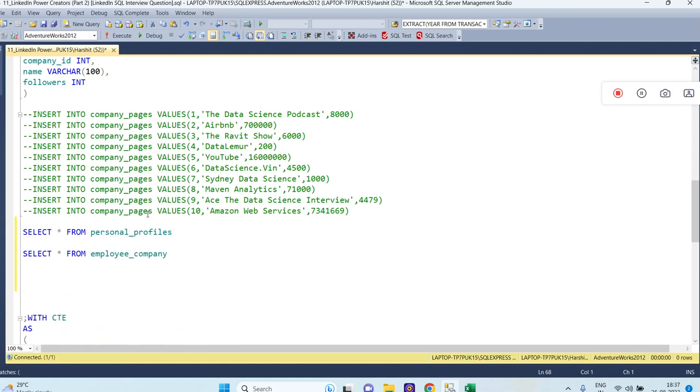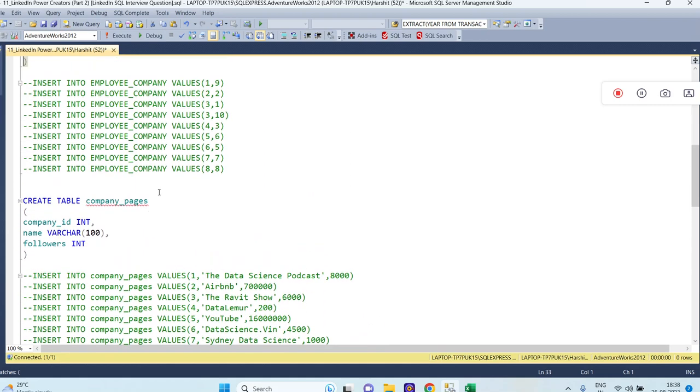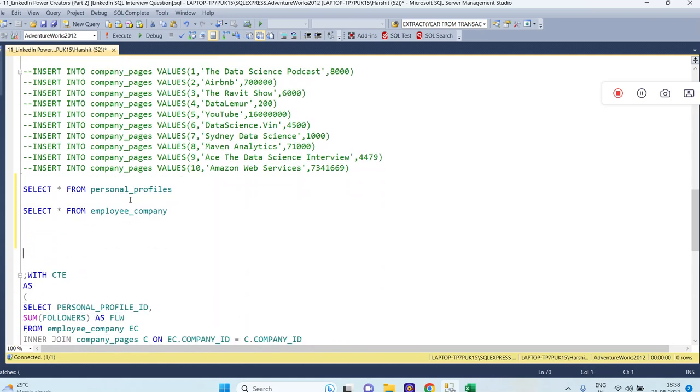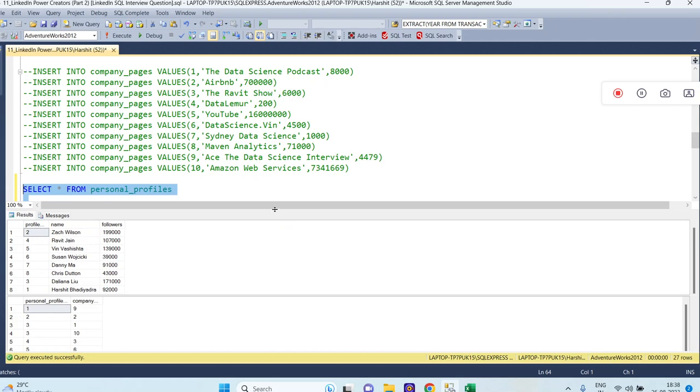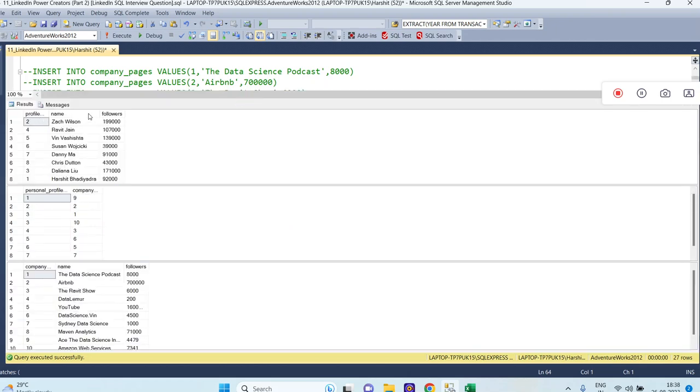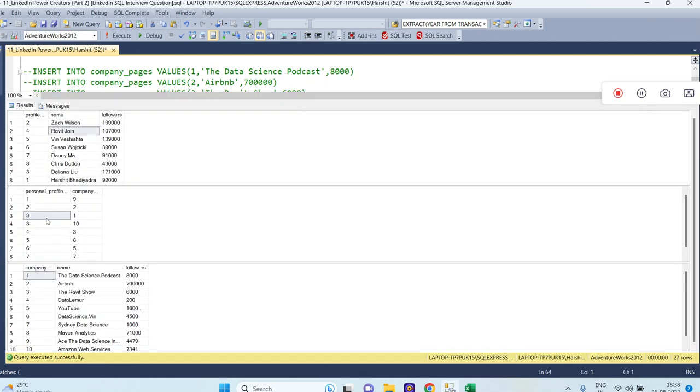This is the employee company table and this is the company pages table. Let me select the data from all three tables. So this is the profile ID, name and followers of all the individuals. Now the second table, which is the company table.